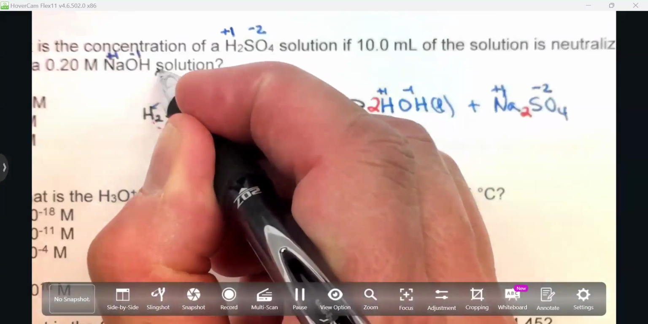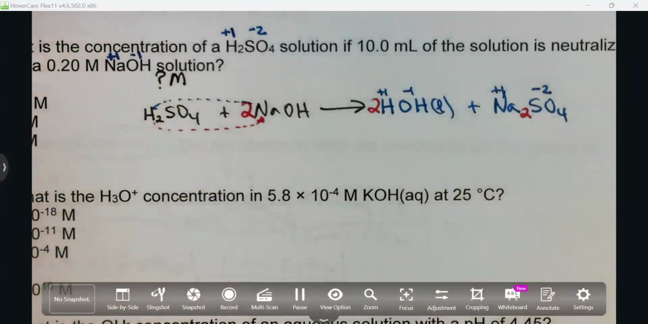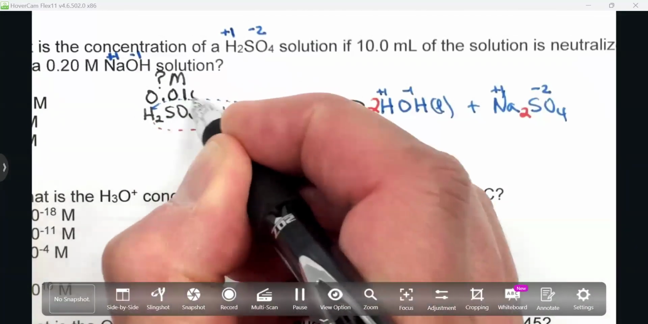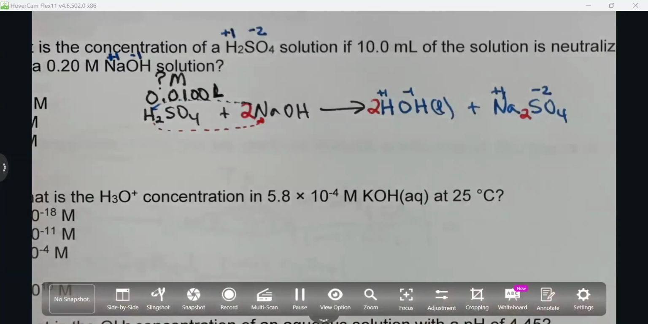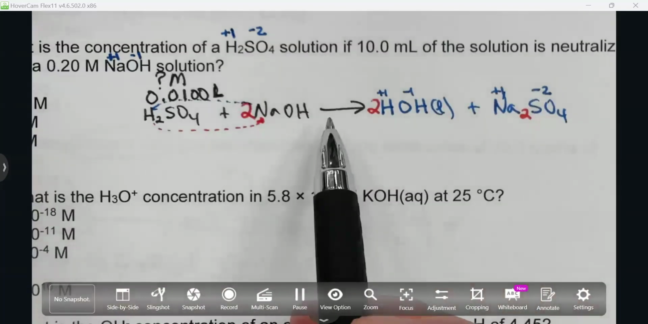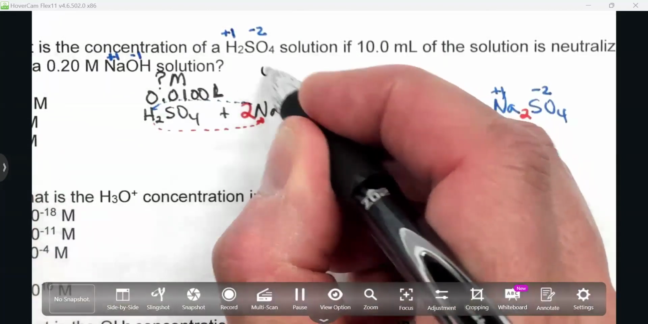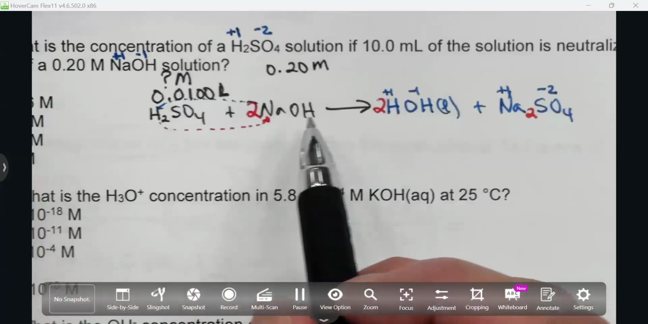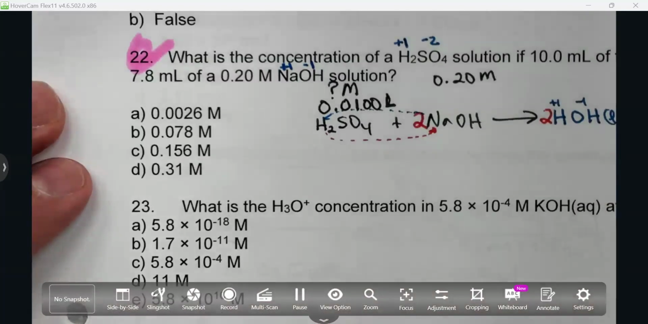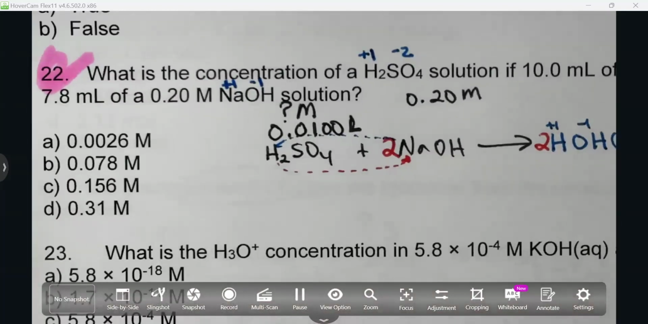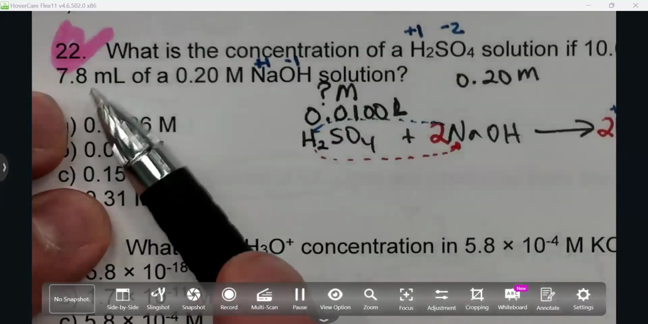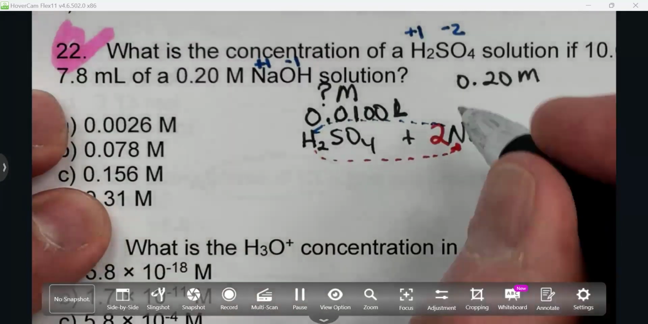Okay, what is the concentration of H2SO4? We're looking for this molarity here. 10 milliliters of the solution. I'm going to convert this to liters right away. 10 milliliters. The molarity here is 0.20 molarity. And if I converted that, 7.8 milliliters, 0.0078 liters.